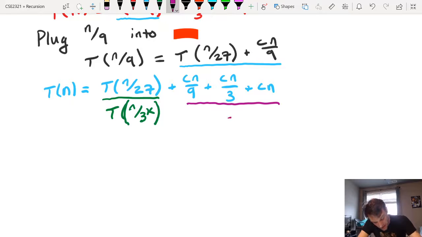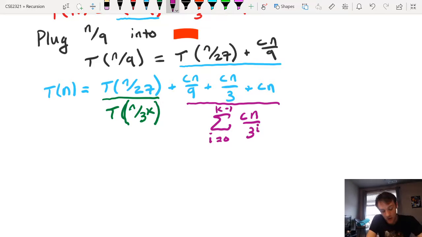So we can write that as, just like we saw in the past, the sum from i equals 0 to k minus 1 of the same sort of thing we're seeing with the t: cn over 3 to the i. Let's check that that makes sense. For i equals 0, we get cn. i equals 1, we get cn over 3. i equals 2, we get cn over 9. The next thing would be cn over 27, 81, and so on. So math seems to check out.